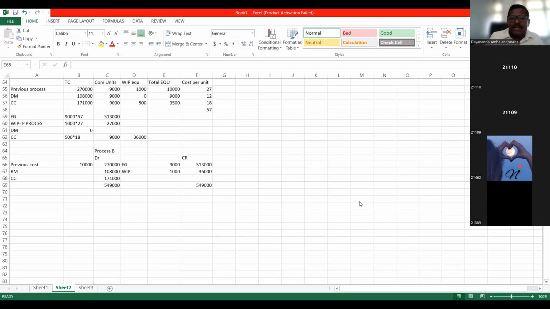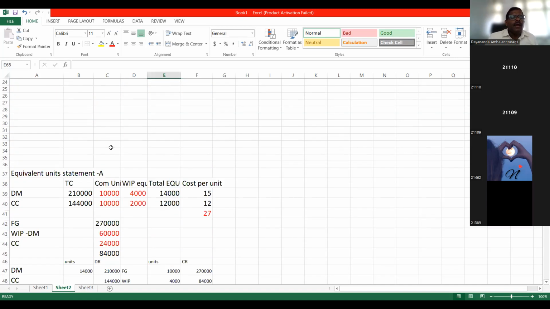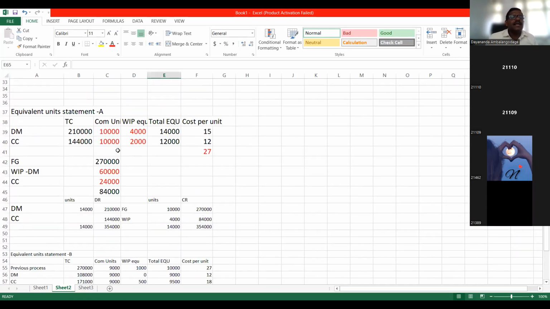Okay. Just look at the same scenario that we did earlier. We had a previous process. No, sorry, this one. I'm taking this equivalent unit statement. We had direct material, CC, total cost column, completed units, WIP, total equivalent, cost per unit. So now we have to mention the method. Remember, now we are discussing the WAC method.